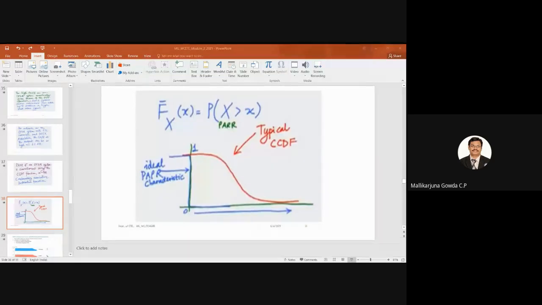Means at 0 it should be 1, it should be maximum, and as the value increases, this value keeps decreasing. So for ideal PAPR characteristic, at 0 it should be 1. Since it is non-ideal, as the value of PAPR increases, its value keeps decreasing. So this is the curve of CCDF we say. From this we will be able to say what is the value of PAPR.